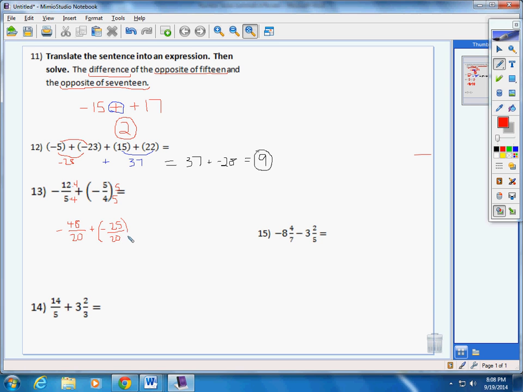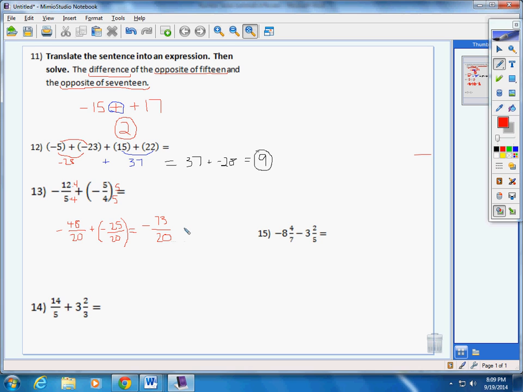So there's that guy. And let's finish this off here. So negative 48 plus more negatives plus a negative 25 is going to be, let's see here, 40 plus 20 is 60, plus 8 is 68, plus 5 is 73. You're going to end up with a negative 73 over 20.